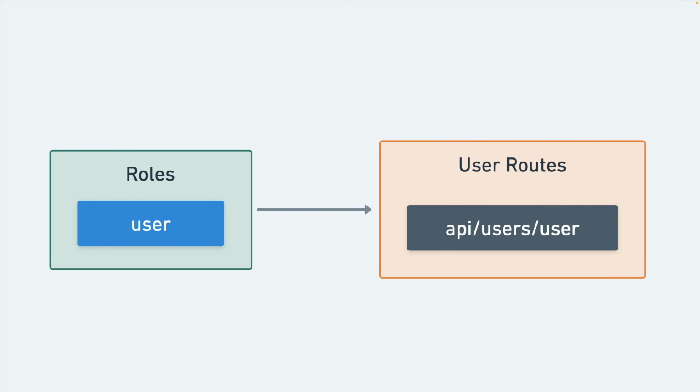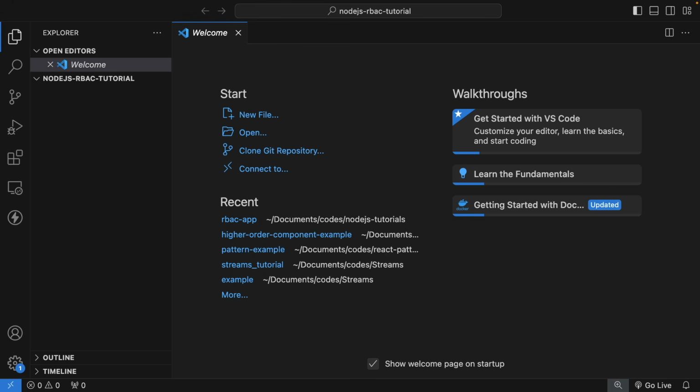Since now we understand the nature of our project, let's go to the Visual Studio Code and build this project from scratch. So I will jump to the Visual Studio Code. Alright, so now we are in the Visual Studio Code and you will see that I have a simple folder which is the Node.js RBAC tutorial.